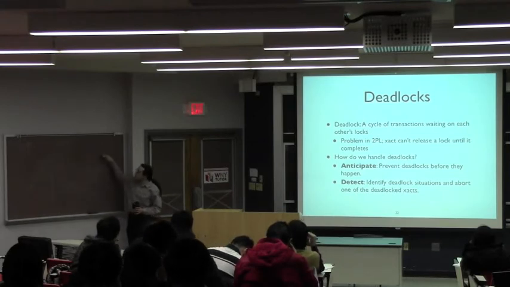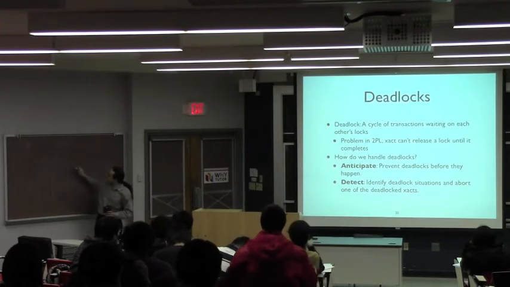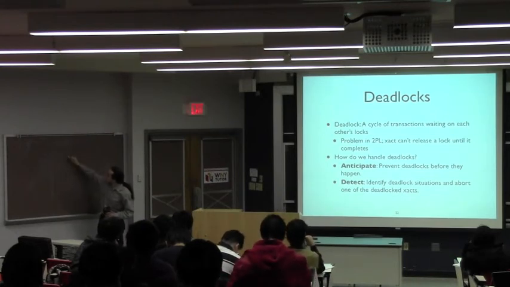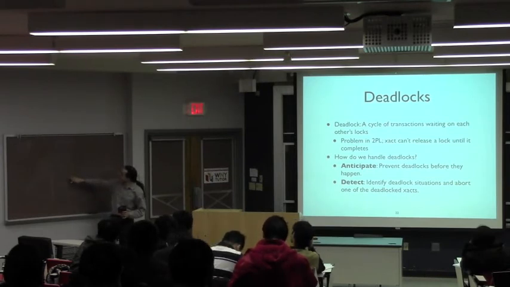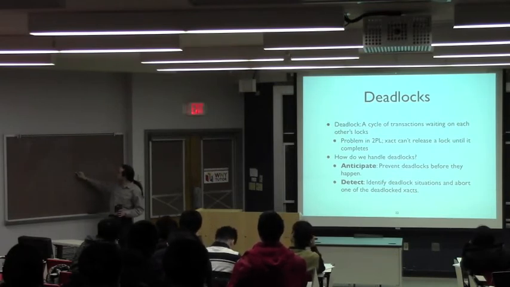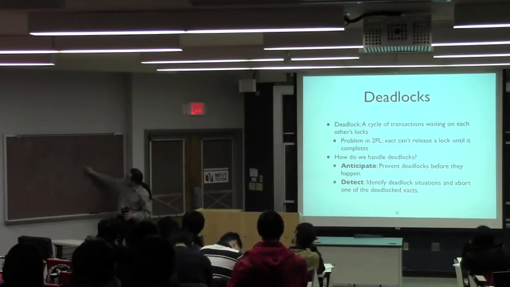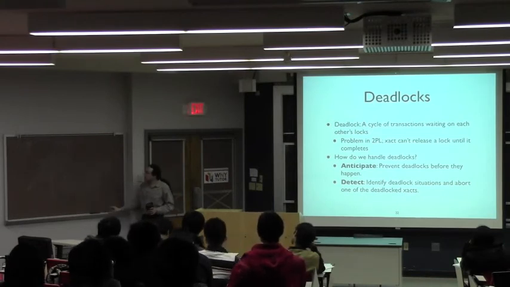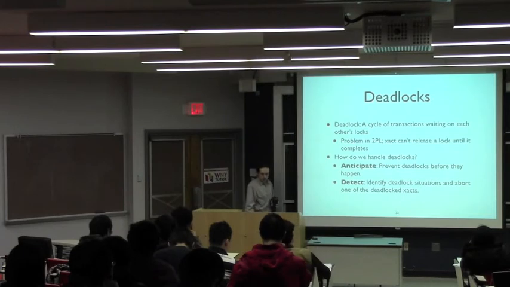So transaction 2 performs a write on A, so it's going to have to acquire a lock on A. Transaction 1 wants to perform a write on B, so it's going to have to obtain a lock on B, an exclusive lock. Now transaction 1 comes along, it wants to do a write on A, so it tries to acquire a lock on A, but it can't because transaction 2 has already obtained that lock. So it now has to wait. And meanwhile, transaction 2 wants to get an exclusive lock on B, which it can't because transaction 1 has it. Now, essentially, there's no way that these two transactions can proceed.